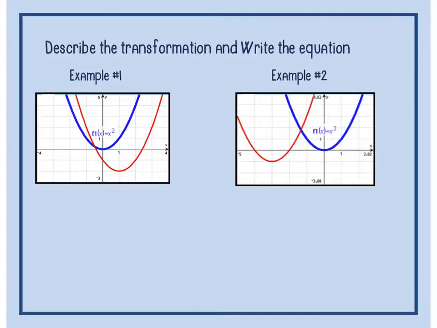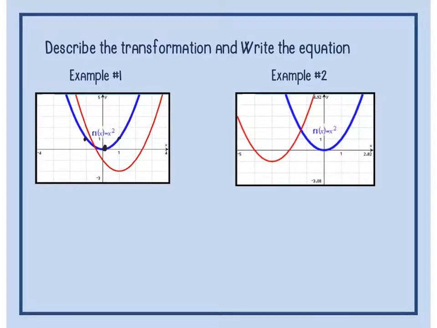So now let's describe the transformation and then write the equation. The blue one on both of these is the parent function. The main point is this 0, 0, and I know that it went up 1/1 in both directions. So that'll help me know if it's stretched or not based on is it up 1/1. If it's not up 1/1 in both directions, then it had a stretch or a compression.